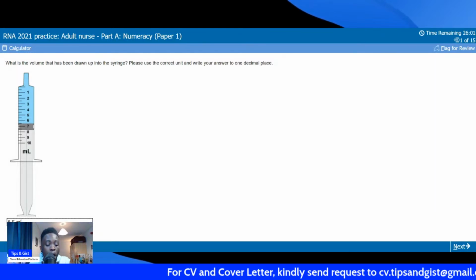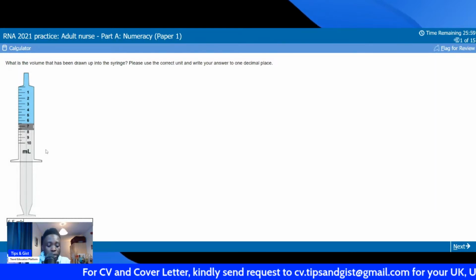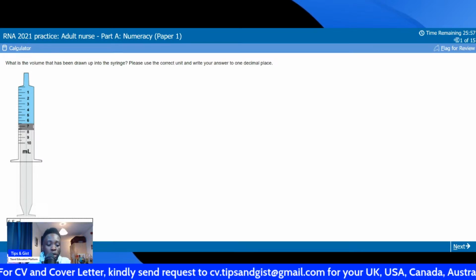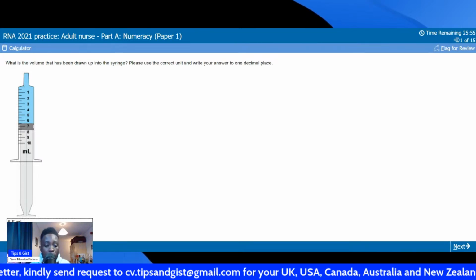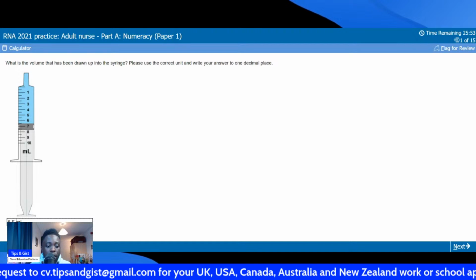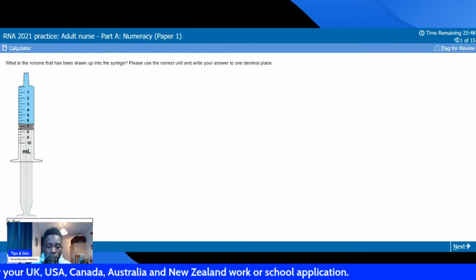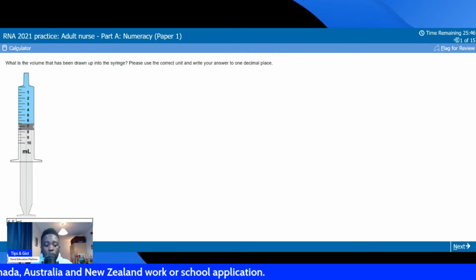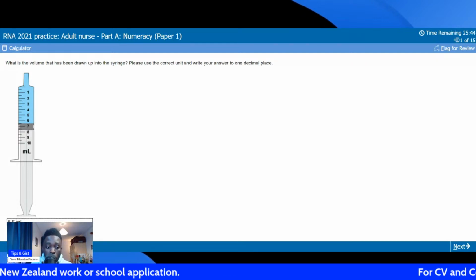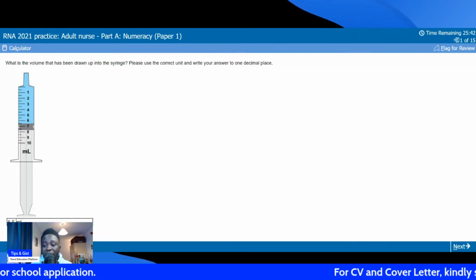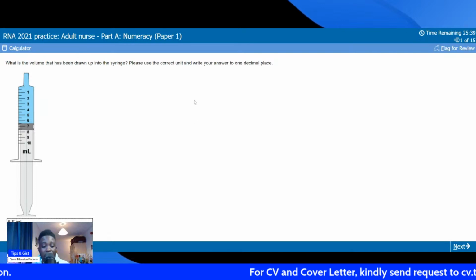If you write small m, small l, s, like mils, you are wrong. You are supposed to write small m, capital L, and that is the correct unit. Now, if you type it all together without a space, you are wrong. You are supposed to put a space. So 6.5, space, small m, capital L, and that is the exact correct answer.